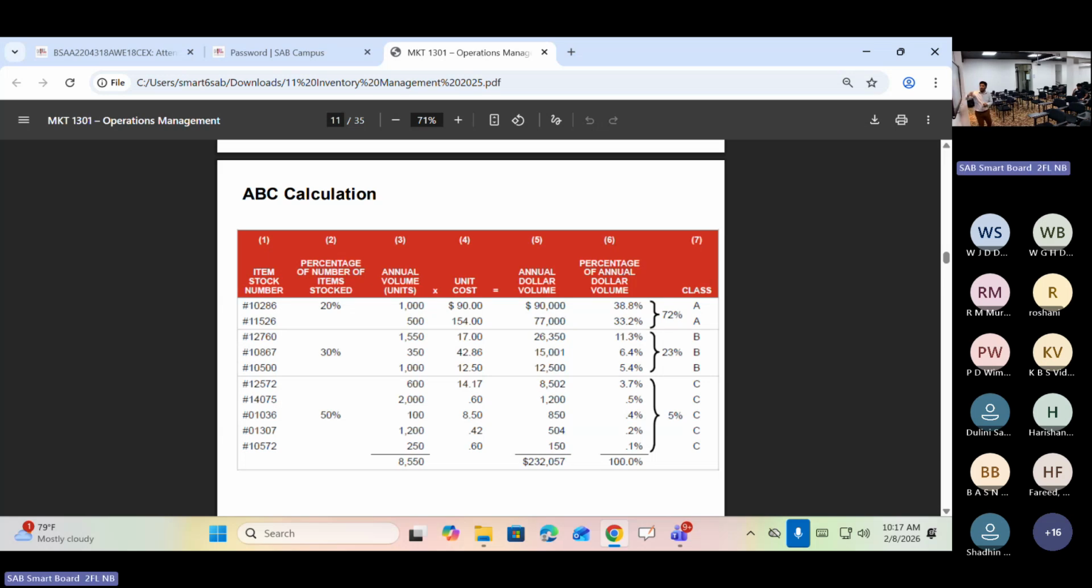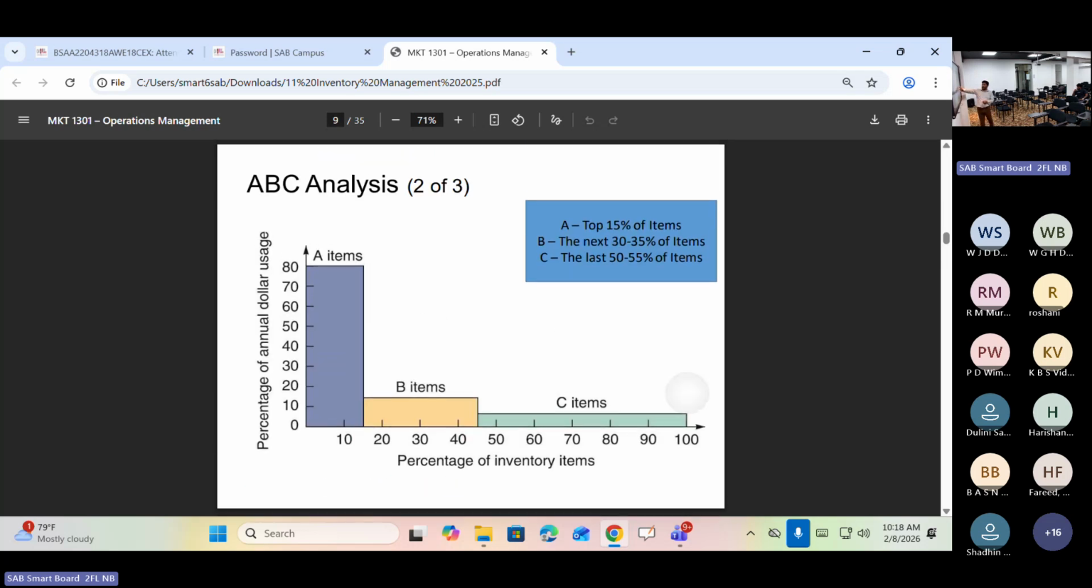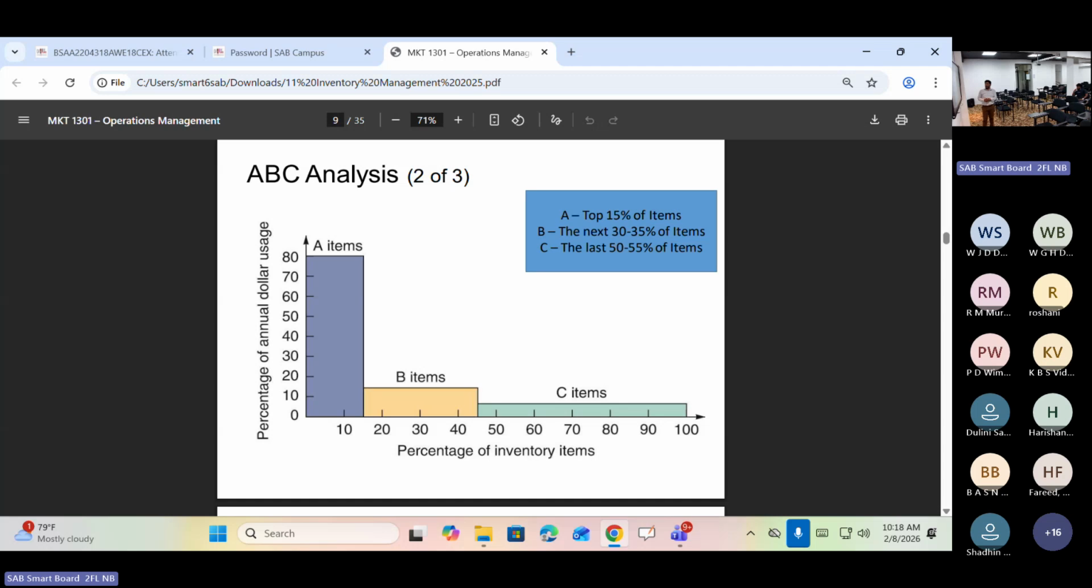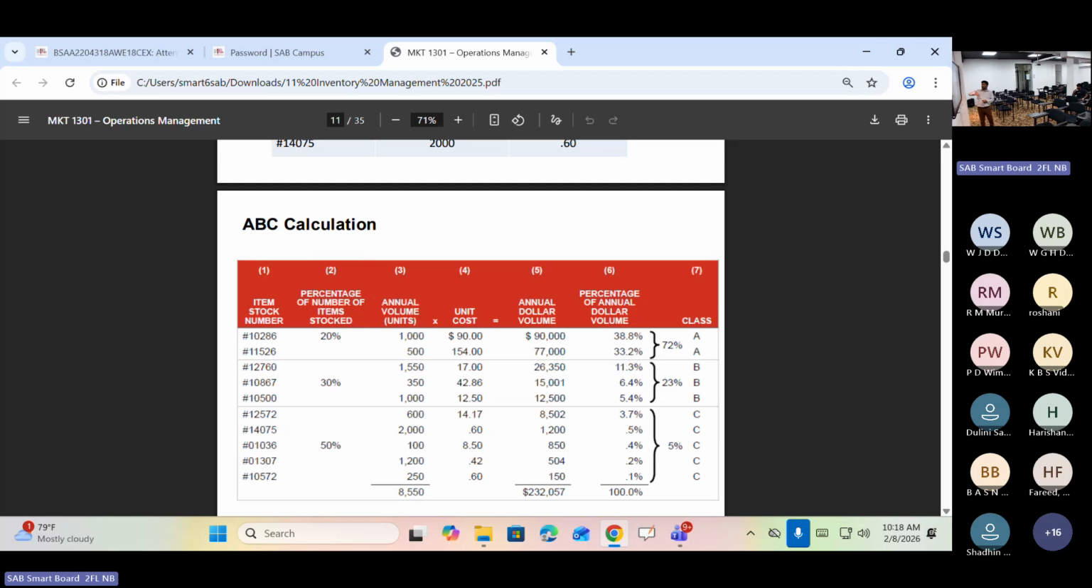As a percentage of items, it's around 20% out of this. So accordingly, you identify these two as class A, because according to the criteria, around 15% of the most valuable items. Sorry, out of total, around 15% of items, and in terms of value, around 80% of it. So together, these two account for 72%. So we classify them as class A.